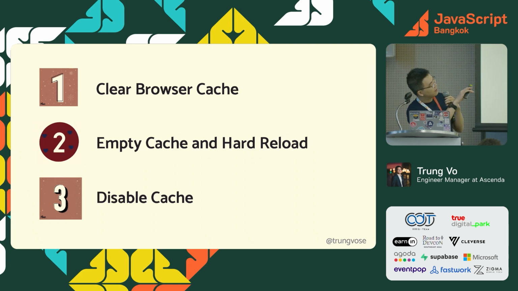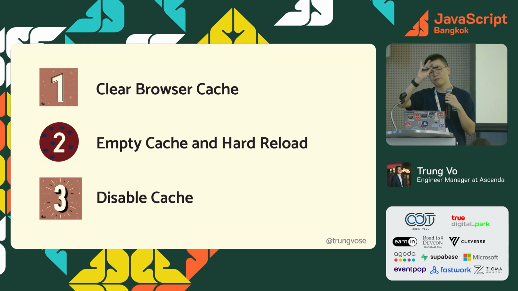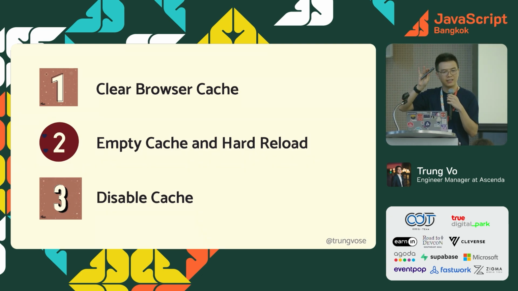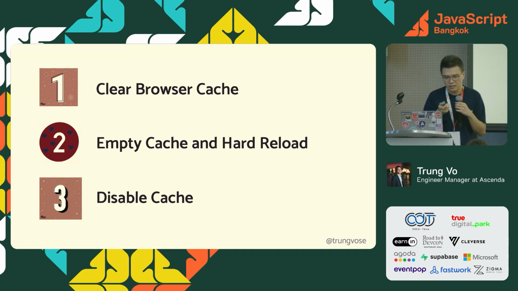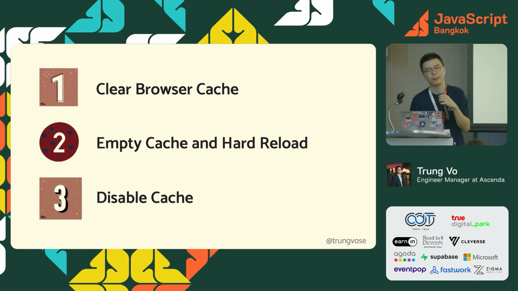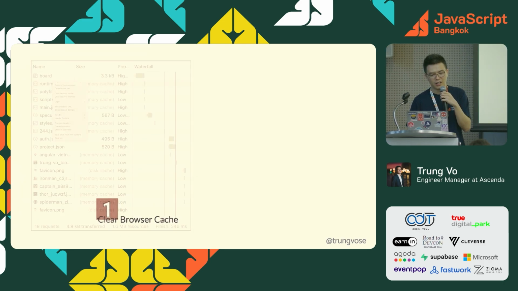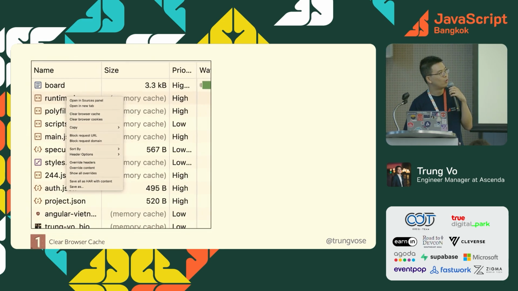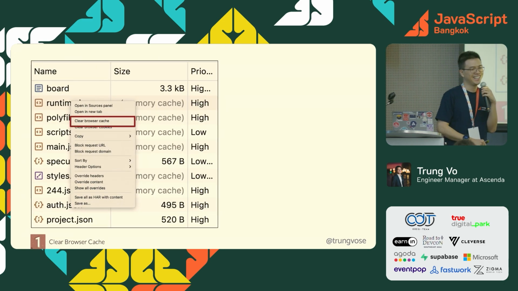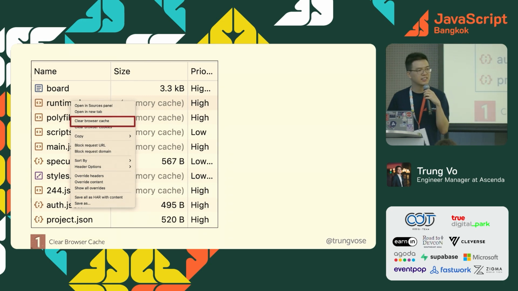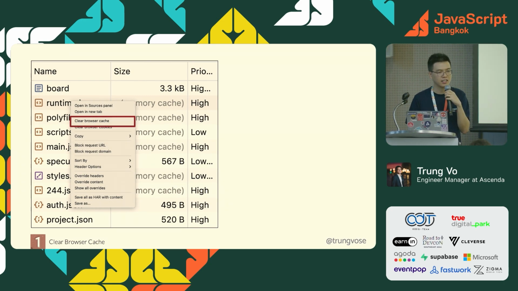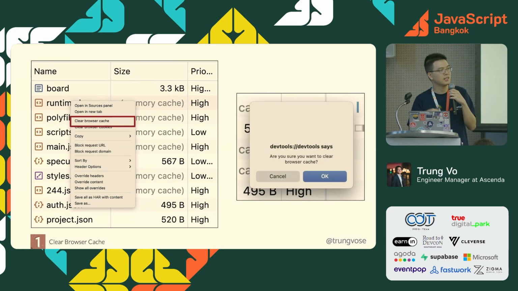There are three things. I think most of us know a few, but these three things I discovered recently. So there's clear browser cache, empty cache and hard reload, and disable cache. Clear browser cache is simple. You right-click on any resource, and there's the option that says clear browser cache. That's it, easy, simple.